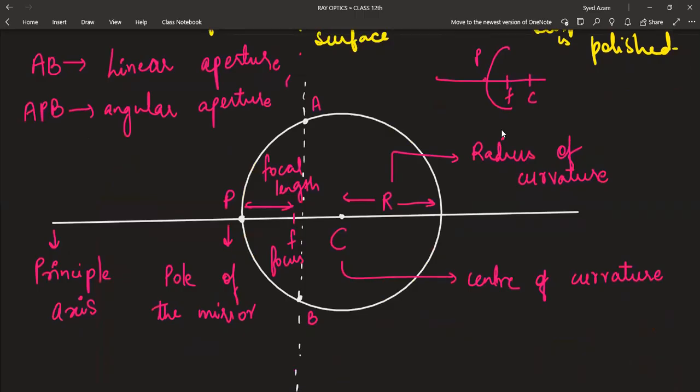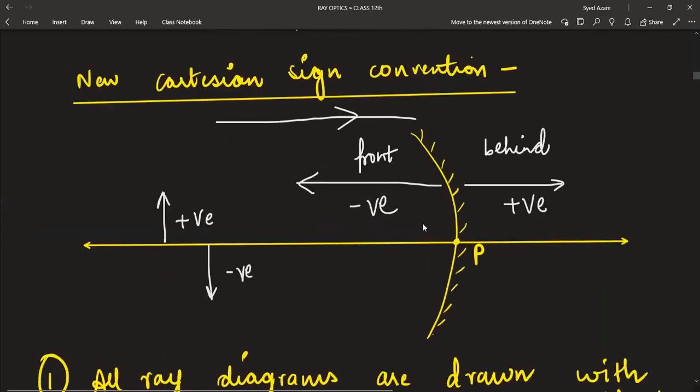Now for convex, we have seen all the cases where it will form what type of rays and all that, we'll discuss. These basic points all of you know by now. Everybody has gone through this. Everybody knows what's a focal length, what's the pole, radius of curvature. Coming to the sign convention.